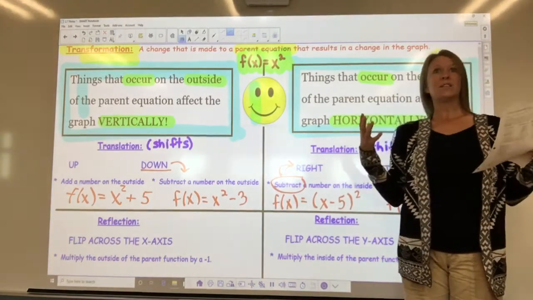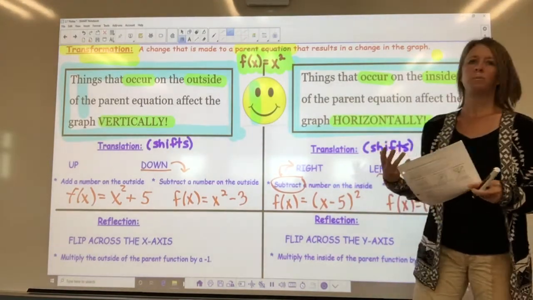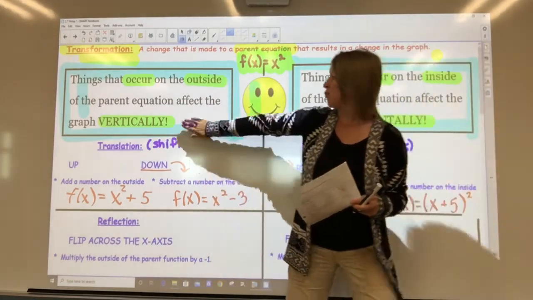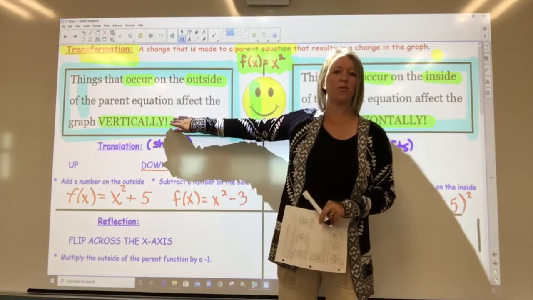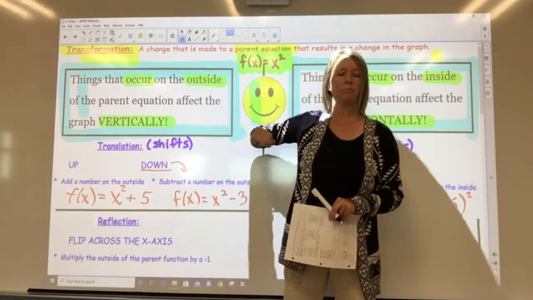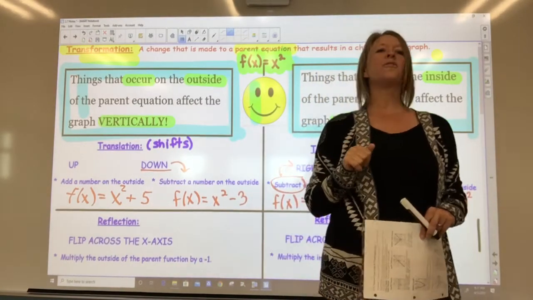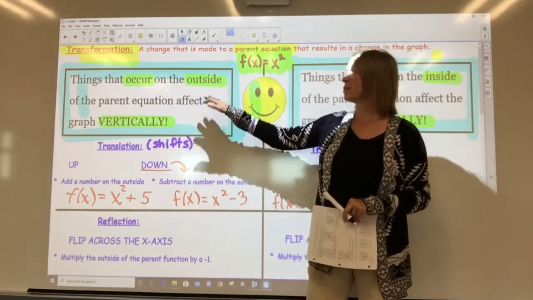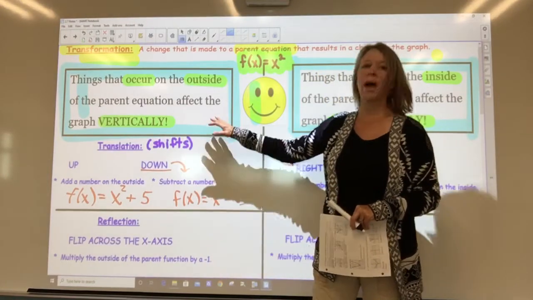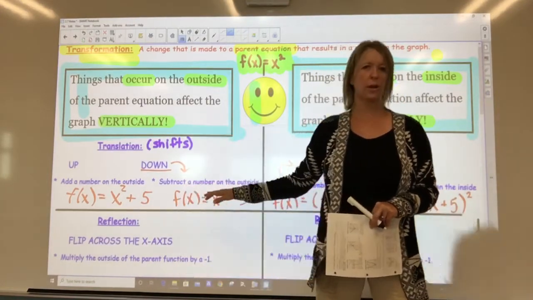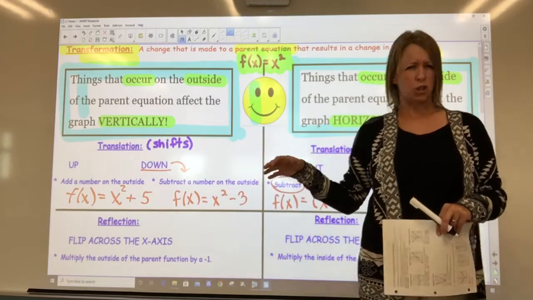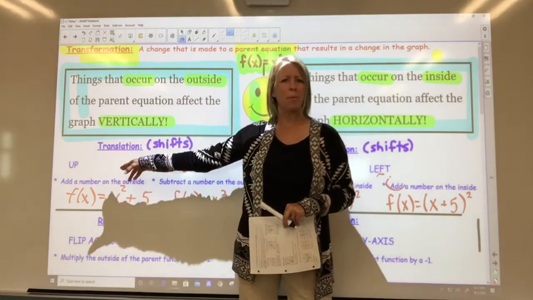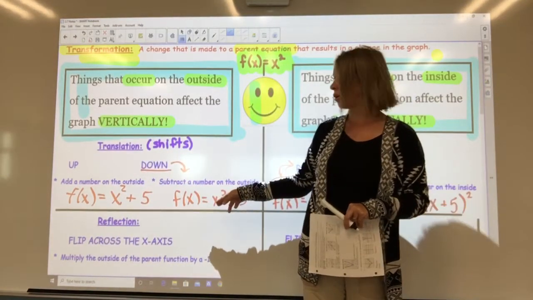Here's a somewhat easy way to try to remember this. I want you to nod your head in a vertical fashion. So if you nod your head in a vertical fashion, you should be going like this. When you make adjustments to your equation that are on the outside and it affects the graph vertically, those vertical adjustments, they make sense. If I add, it should go up. If I subtract, it should go down.